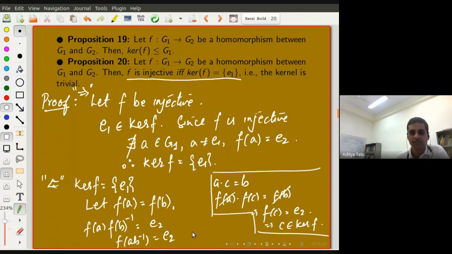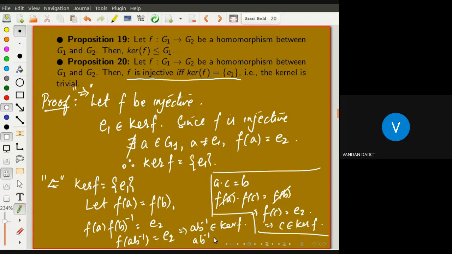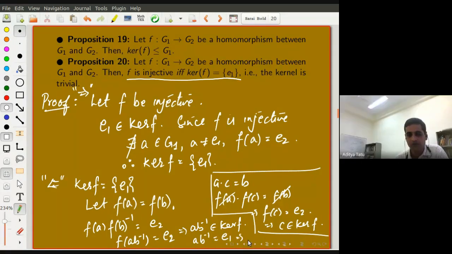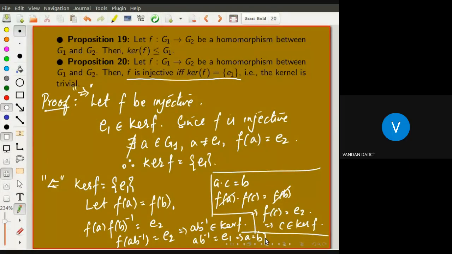Okay, what does that mean? A B inverse is in the kernel of F. What is known about the kernel of F? It is a singleton set with the identity E1. Therefore, A B inverse is E1, which means A is equal to B. Right? Yes, sir.